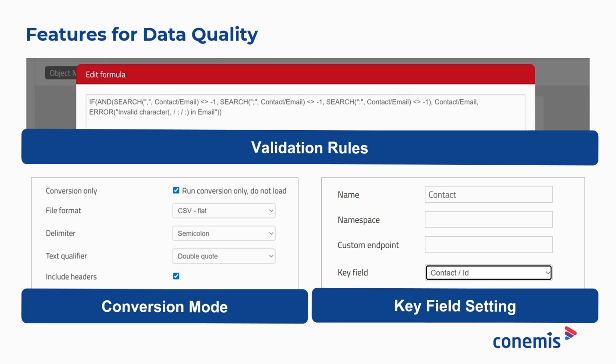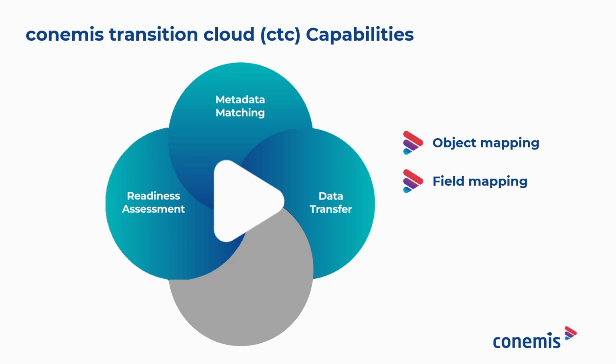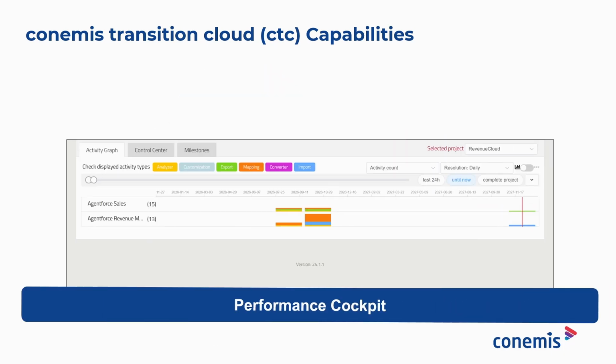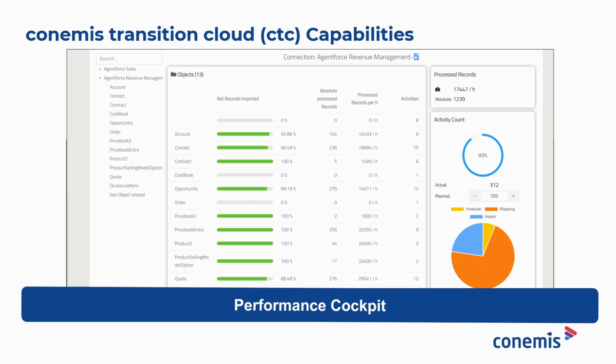By using these capabilities, you can solve for the complex data model of Agentforce Revenue Management and smoothly succeed with your data journey. Additional features such as error handling and job scheduling support a seamless transition. In addition to all of this, the dashboards in the Conexus Performance Cockpit provide real-time visual insights into the progress of your data migration. This helps project managers monitor the status of the migration at a glance and supports informed and fast decision-making throughout the entire project.